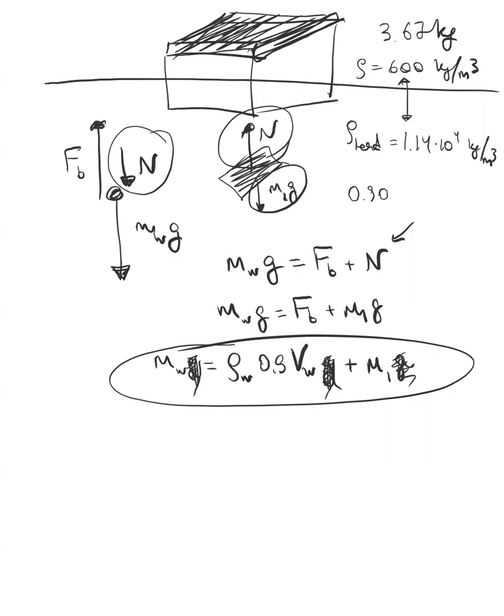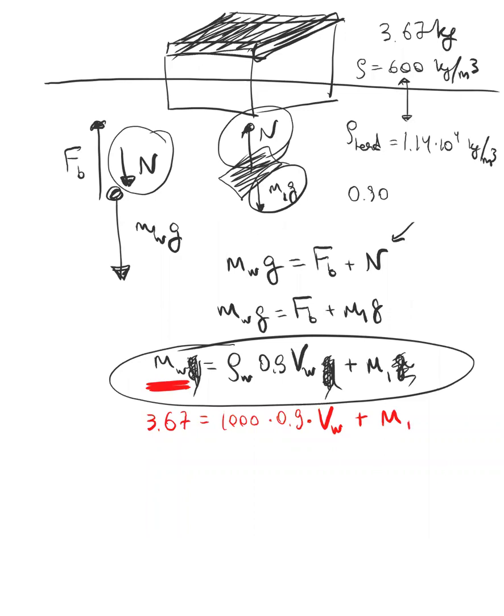So what do I know from here? I know mass of my wood block, it's 3.67. I know density of water is 1,000. And volume of the wood, I don't know. So this volume remains unknown. And mass of the lead, I also don't know. I know its density, but I don't know its mass.